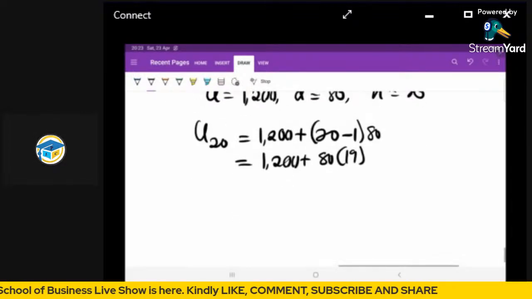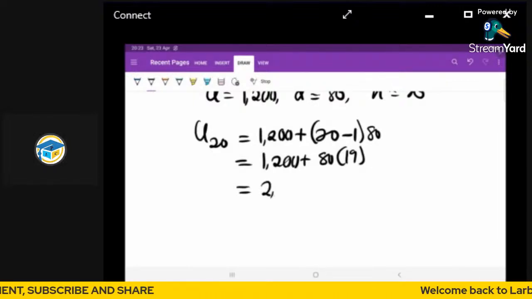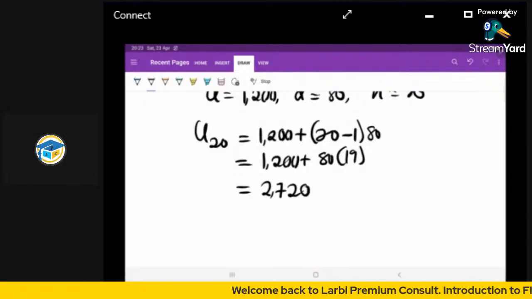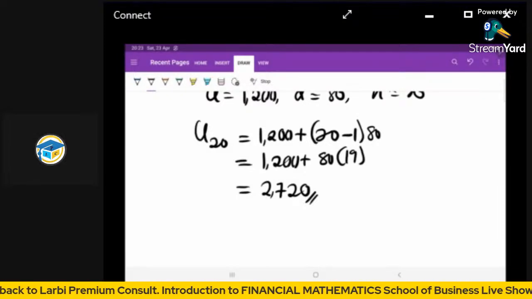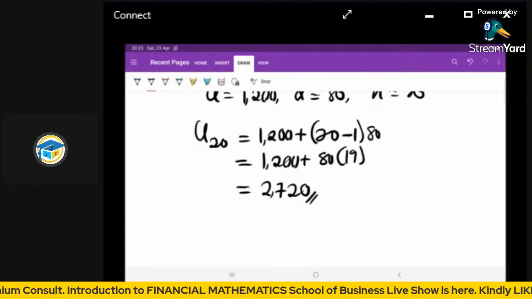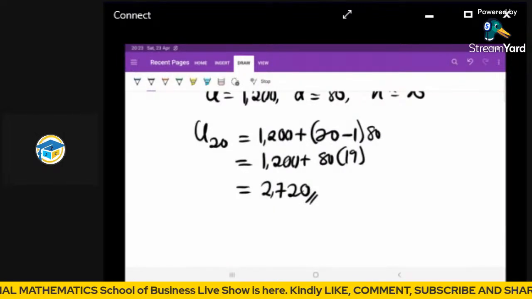With the help of a calculator, we should be able to arrive at a total of 2,720. You can confirm for me to see if that is right. 2,720. That's what we're going to get for the first scheme, where you have 80.